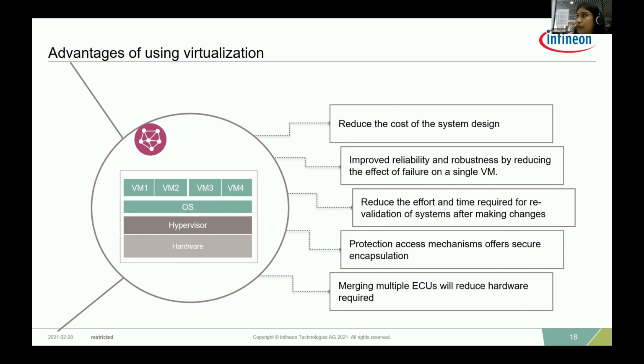Improved reliability and robustness by reducing the effect of failure in a single virtual machine. Because virtual machines are encapsulated as subsystems, if there is a failure in one virtual machine, it will not affect the others because of the isolation that a hypervisor provides. It also reduces the effort and time required to revalidate systems after making changes. Next, protection access mechanisms offer secure encapsulation. We have seen that we can get up to 3 protection mechanisms, so we have a well-packed set of protection mechanisms in this virtualization. Merging multiple ECUs will again reduce the hardware required.